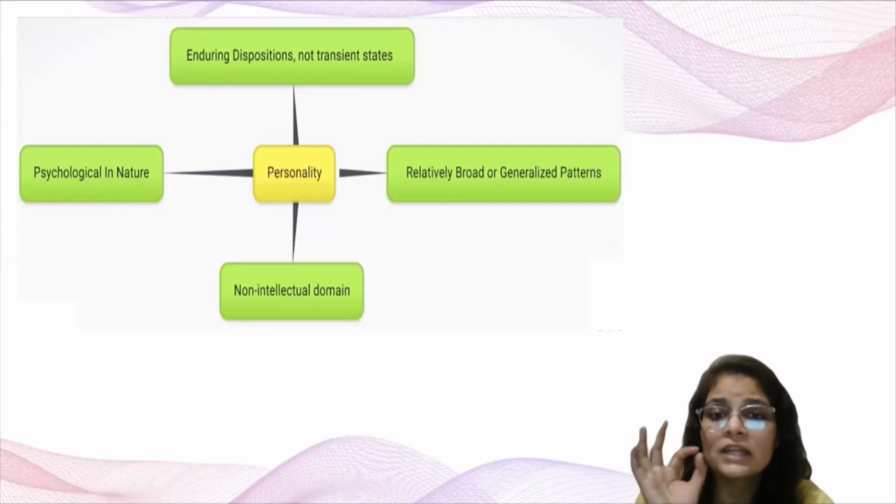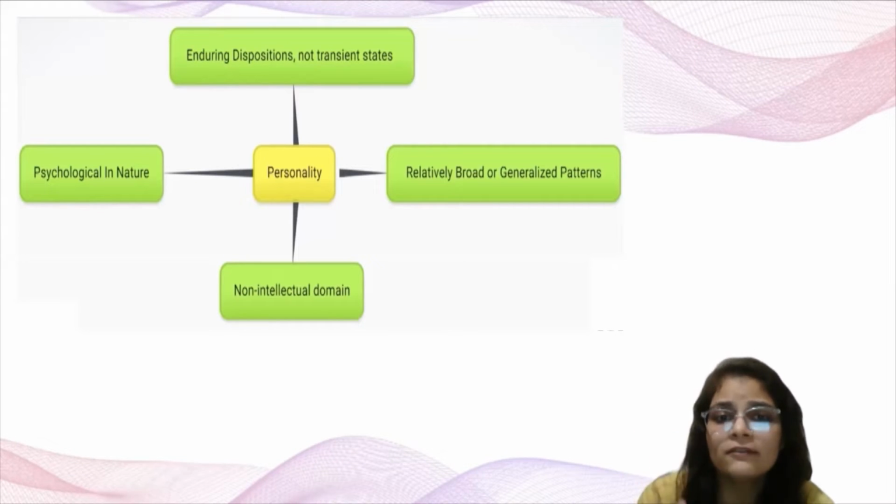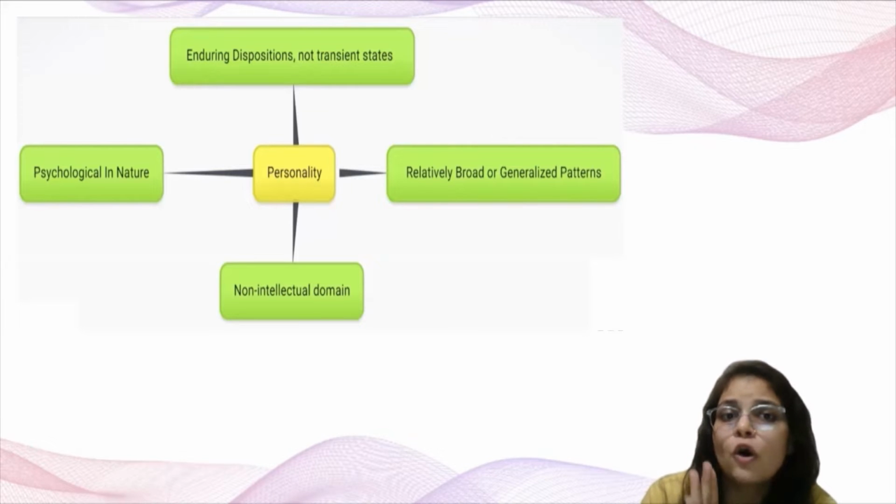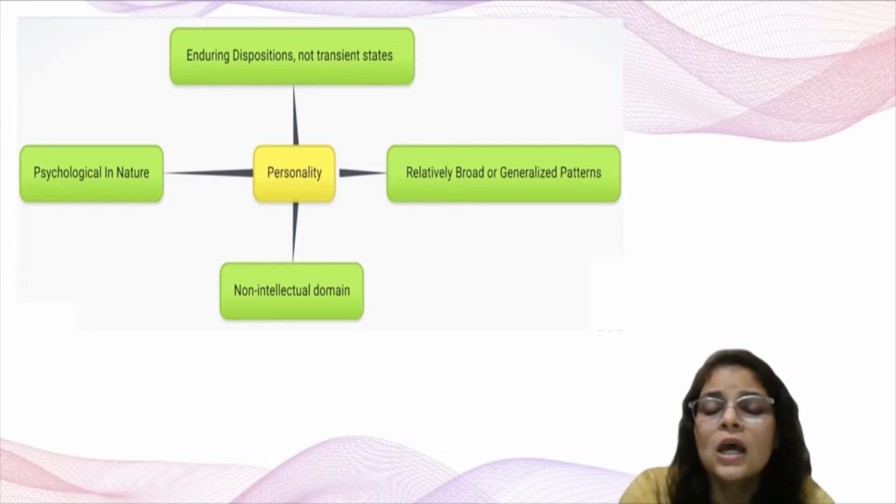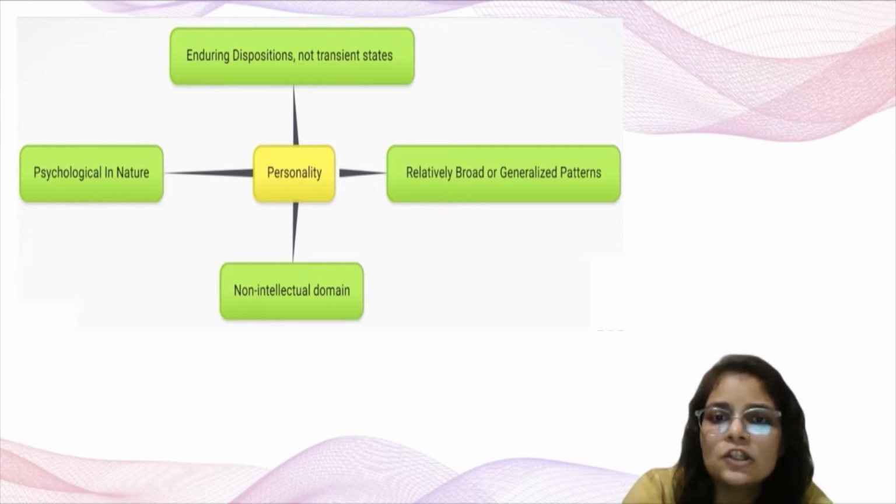Moving ahead, when studying personality in terms of individual differences, it should include these 4 domains. It should be psychological in nature. It should contain a non-intellectual domain. It should be a relatively broad or generalized pattern, not a transient state. That means it should have enduring dispositions. When defining personality to define individual differences, it should contain the non-intellectual domain, which includes one's interests, emotions, and habits. And it should be psychological in nature, and relatively broad.